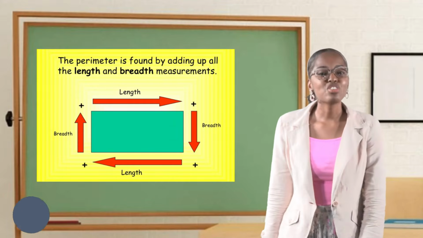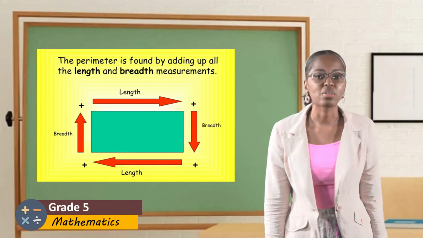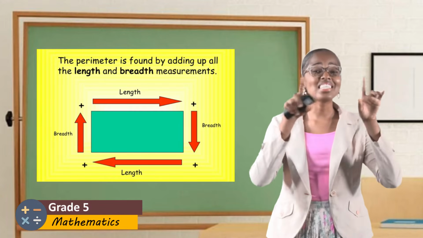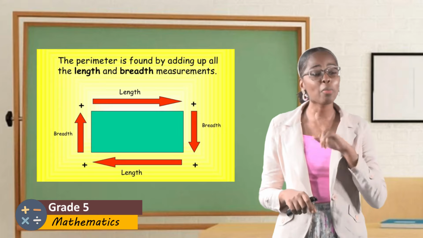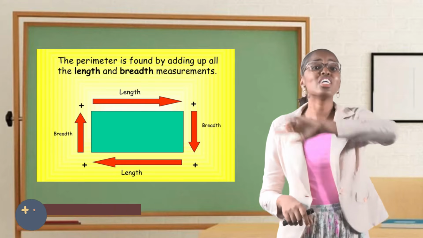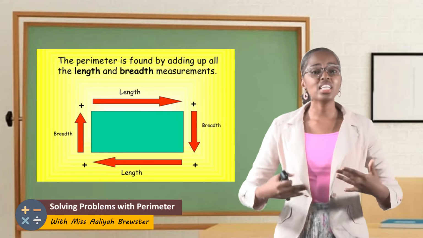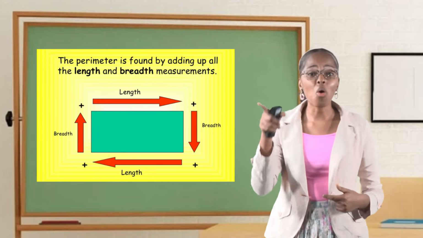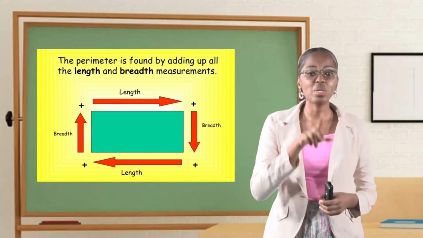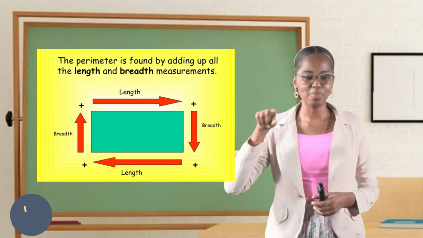So again, we're going to recap what is perimeter. Perimeter is the distance around a shape. Remember what the song says: perimeter is around. And to calculate perimeter, we add up all the sides. That means we add the length and the breadth.